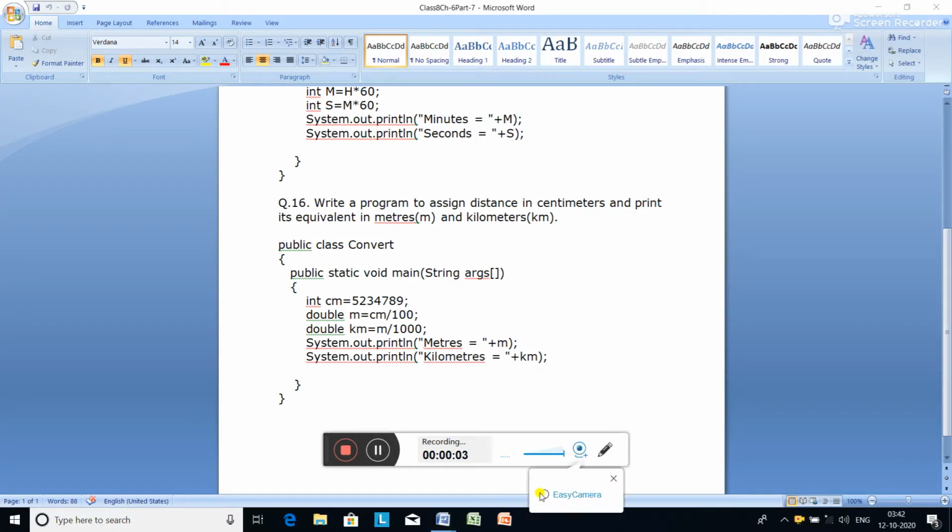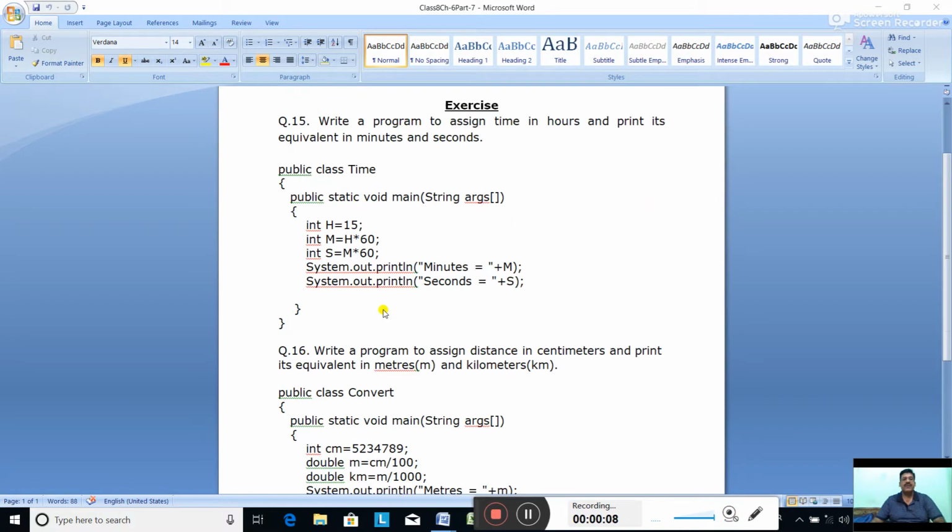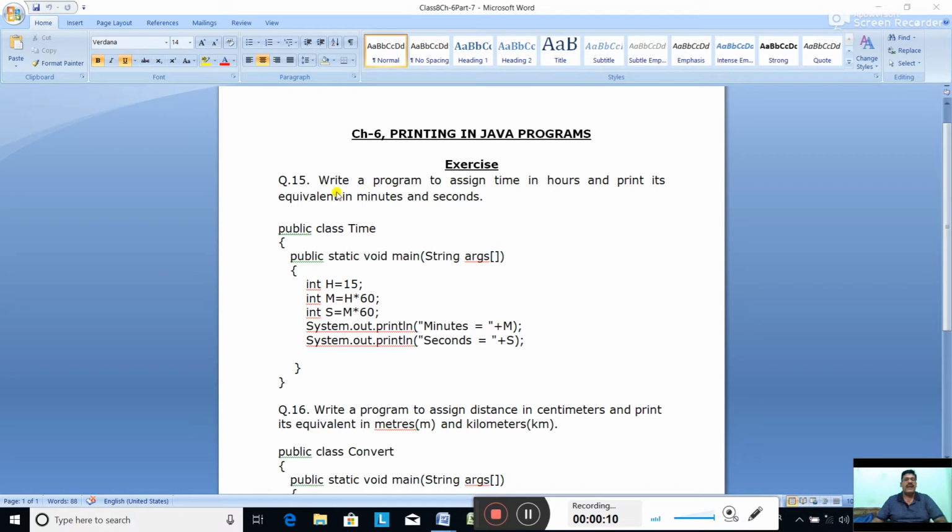Hello class 8. In chapter 6 we are discussing the programming questions. The next question is question number 15 of exercise 6. Write a program to assign time in hours and print its equivalent in minutes and seconds. That means you assign the time in hours and convert the hours into minutes and into seconds.